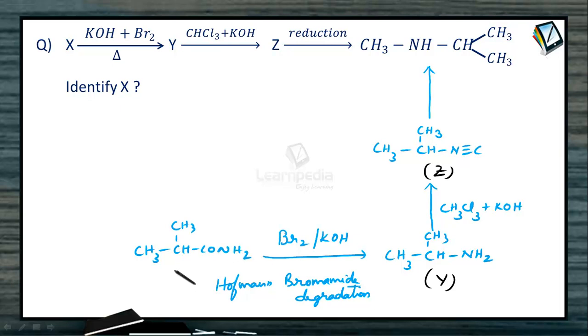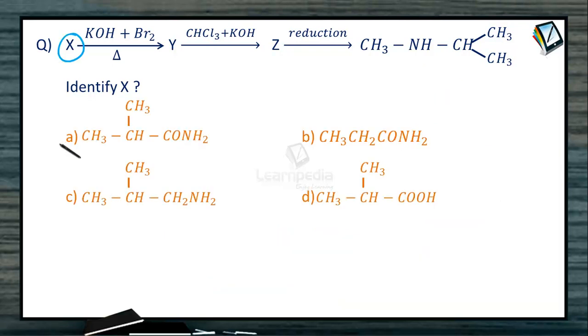So when this amide is subjected to Hofmann bromamide degradation, we are getting a primary amine, that is isopropylamine. This on carbylamine reaction we are getting isocyanide, which on further reduction giving rise to this secondary amine. So our answer is this particular compound, and that is there in option A.